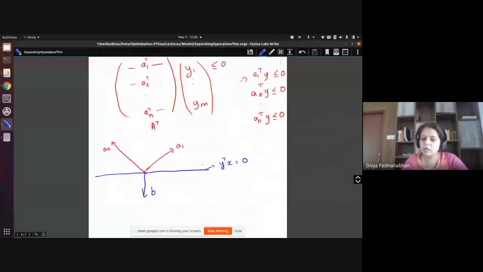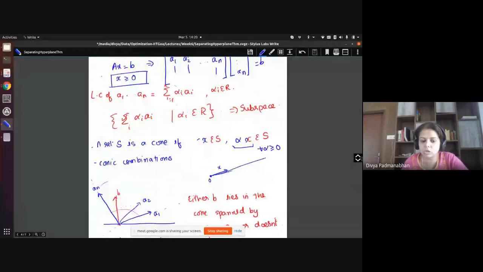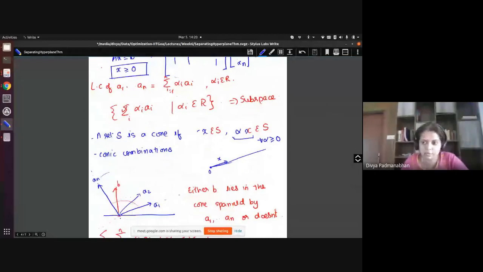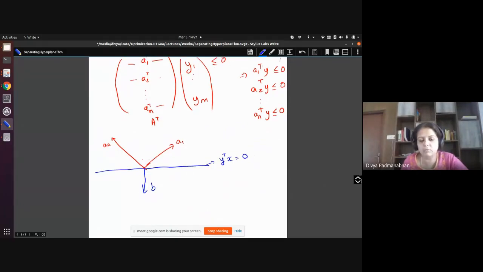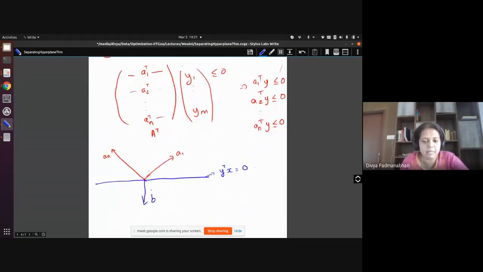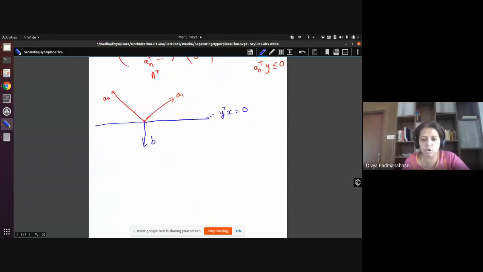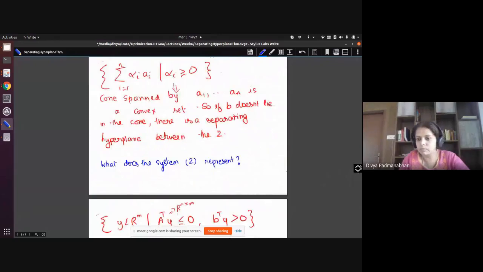Now if you look at these two systems, in one you had B in the span of A1 to AN. On the other hand, now B is on the other side. Intuitively, only one of them can happen. You cannot have B lying on the other side, not in the span of A1 to AN, and also have B in the span. That's what this theorem of alternatives says. So is this idea clear, the intuition of what these systems represent?